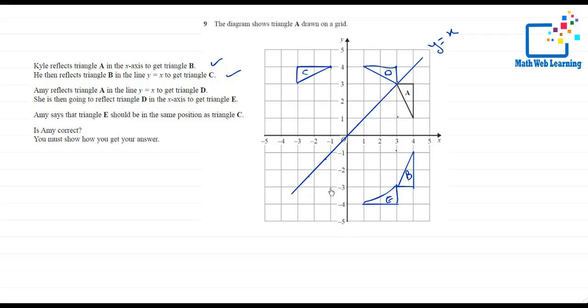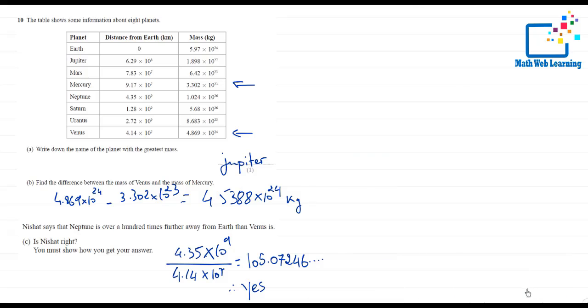Okay. As it says here, Amy says that triangle E should be in the same position as triangle C. Let's see. No, it's not. So we have shown graphically that it's not. Is Amy correct? You must show how you get your answers. That's what we did. We showed all the reflections. All right, I hope this helped. Next question is question 10.